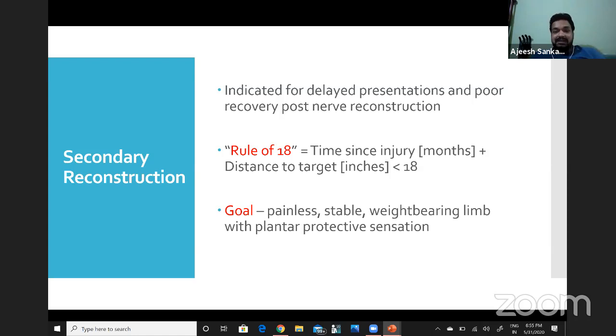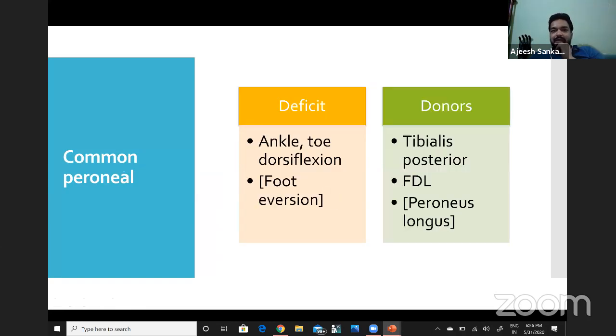But for sensory reasons, you may still go ahead, especially for the tibial component, you might still go ahead and explore and try to repair it and get some sensation in the plantar foot. And the goal for all of these secondary reconstructions would be to achieve a painless, stable weight-bearing limb and as much plantar protective sensation as possible. So I'm not going into details of secondary reconstruction of all the nerves, but just the common peroneal, where the deficit is an ankle and toe dorsiflexion.